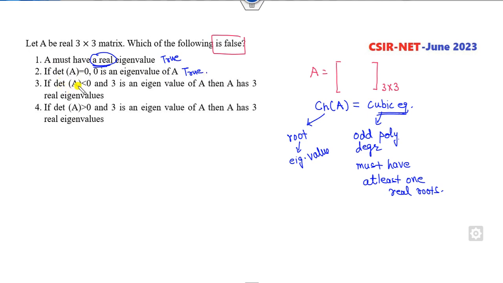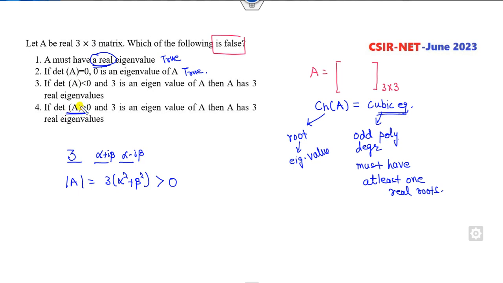If the determinant is negative and 3 is an eigenvalue, then there are 3 real eigenvalues. If I consider a complex eigenvalue, say alpha plus i beta, its conjugate is also an eigenvalue because they occur in pairs. What is the determinant for this pair? It is alpha square plus beta square, which is greater than 0. But we need less than 0.